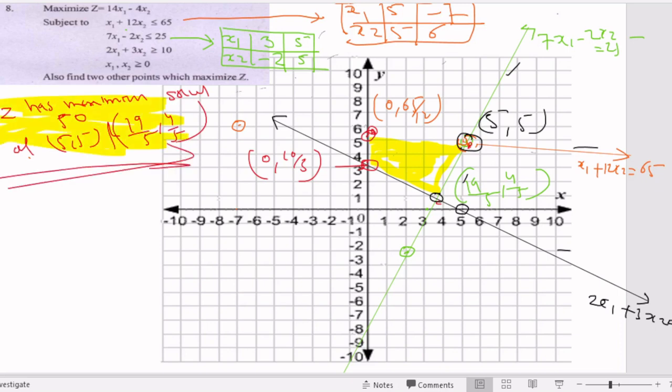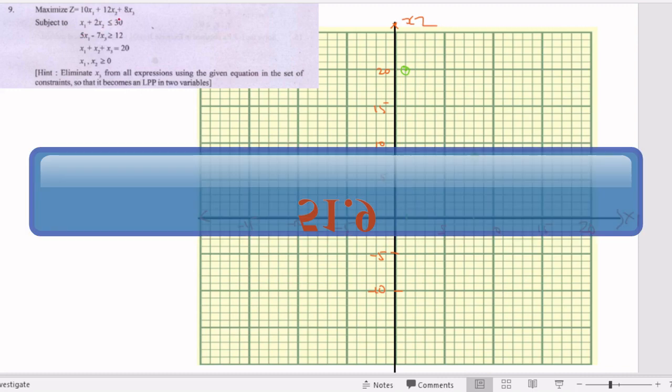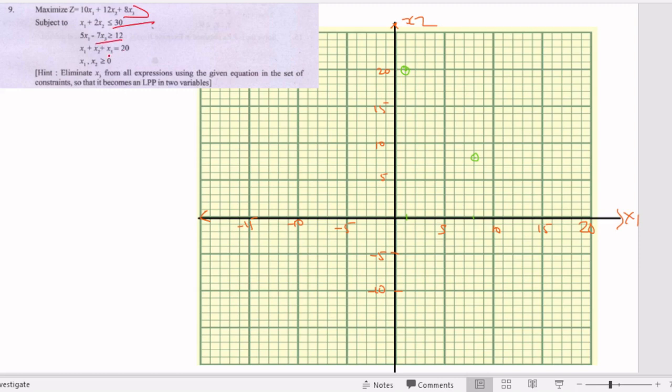Okay, now let's proceed to question number 9. Question number 9 is very interesting, right? If you read this question, it says maximize z equal to 10x1 plus 12x2 plus 8x3. We have a third variable also. Subject to x1 plus 2x2 less than 30. Here we have x3 again. Here we have x3 again. But some hint is given.